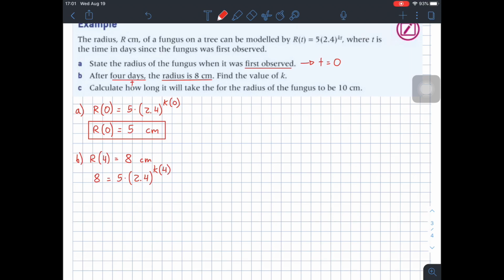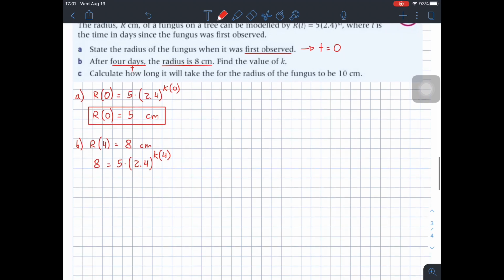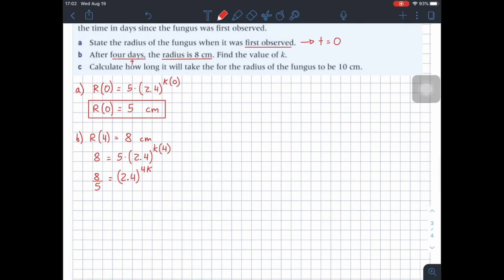Okay, so in this case, I will need to solve for k. I will need to leave the k alone. So the first thing I see I can do is take this 5 dividing to the left side. So this would be 8 over 5 is equal to 2.4 to the power of 4k, right? 8 divided by 5, that's 1.6. I can leave this as 1.6 is equal to 2.4 to the power of 4k.